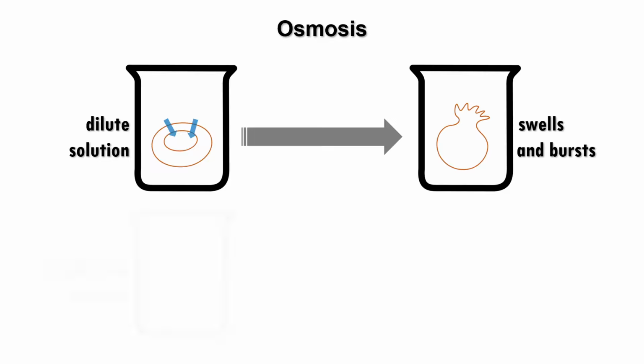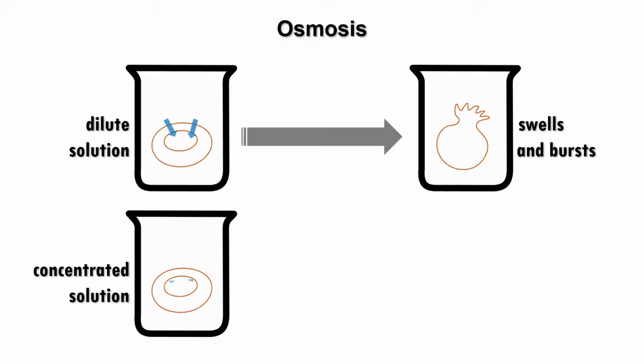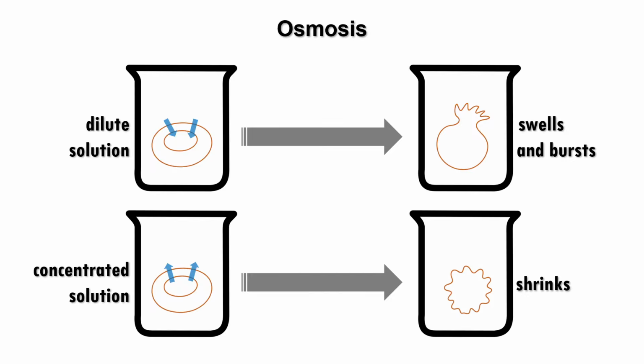If the cells are surrounded by a concentrated solution, water will move out of the cell by osmosis, and the cell will shrink. Too much water in or out is bad for animal cells. That's why animal cells need to stay in isotonic solution that is the same concentration as the liquid inside the cells.